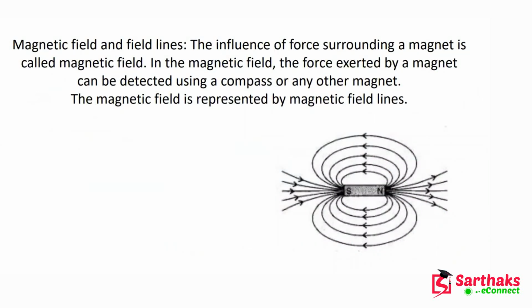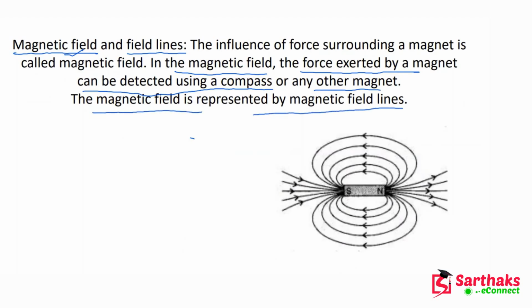On this slide, we will discuss the magnetic field and field lines. They are very, very important. We have a good idea about the magnetic field, but here we have to understand field lines. In the magnetic field, the force exerted by a magnet can be detected using a compass or any other magnet. The magnetic field is represented by magnetic field lines. This is the area where you can feel a force, and this force is represented by the magnetic field lines.